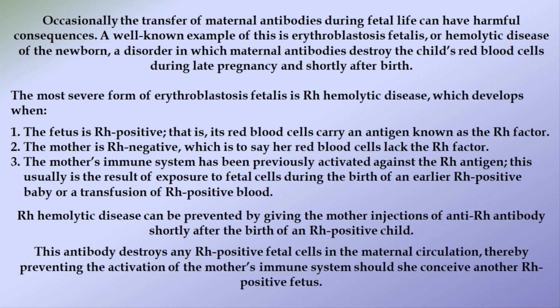transfusion of Rh-positive blood. Rh hemolytic disease can be prevented by giving the mother injections of anti-Rh antibody shortly after the birth of an Rh-positive child. This antibody destroys any Rh-positive fetal cells in the maternal circulation, thereby preventing the activation of the mother's immune system should she conceive another Rh-positive fetus.